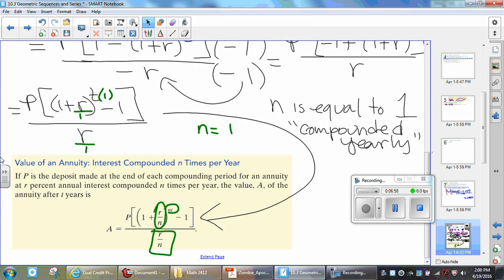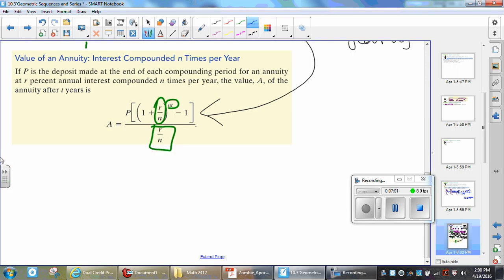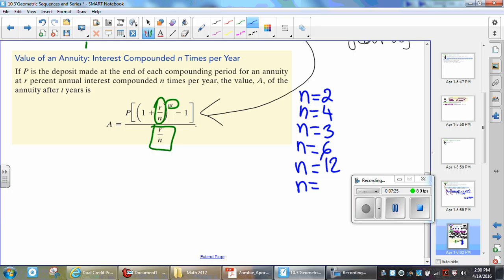Now, when will we use the other formula, guys? When n is not 1. For example 2, 4, you could even say 3, 6, 5. That's not very common. 12, not really. 73? No. 52? Where are you getting these? And 365. It's because when you put money into a bank, they don't just randomly decide 11 times a year, oh, I'm going to generate interest.